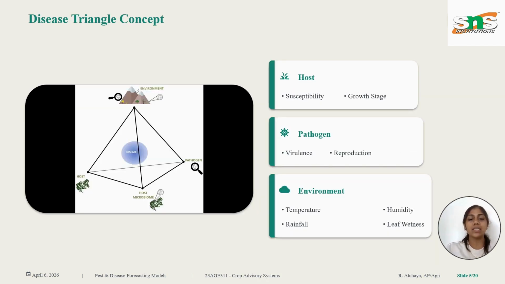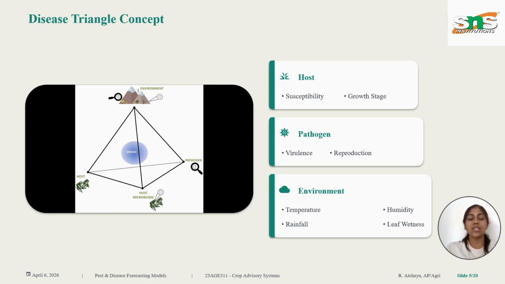Here comes the disease triangle. One of the most important concepts in plant pathology is the disease triangle. Disease occurs only when three factors come together, which are the host, the pathogen, and the environment. Let us understand each one by one.